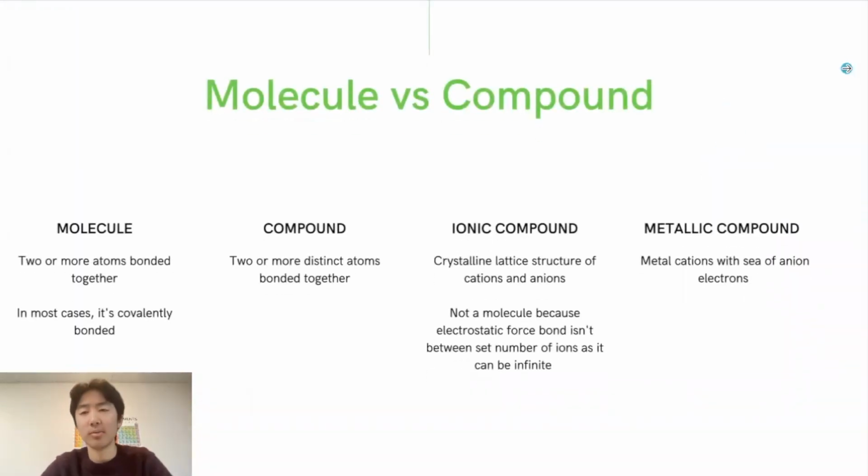Now, before we talk about chemical bonds, I think it's important to talk about the difference between molecules and compounds, because when I started chemistry, this was one of my main struggles. What's the difference between a molecule and a compound? In simple terms, a molecule is two or more atoms bonded together, and a compound is two or more distinct atoms bonded together. A compound is a subset within a molecule, just like a square is a subset within a rectangle. A compound can be a molecule, but not all molecules can be compounds, right?